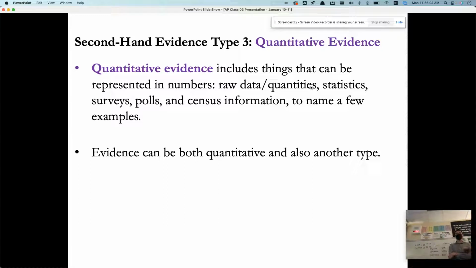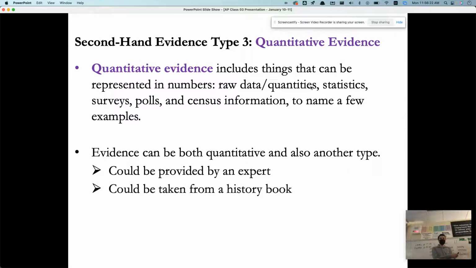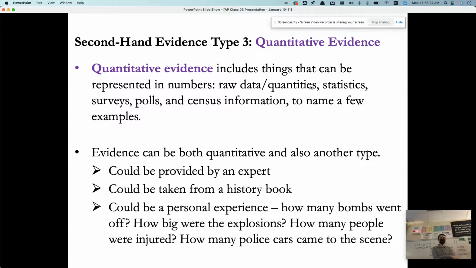So when you're classifying evidence, you're ultimately going to choose which of the other spots it fits, and also, is it or is it not quantitative? You could get quantitative evidence provided by an expert. You could get quantitative evidence taken from a history book. You could get quantitative evidence from personal experience, right?